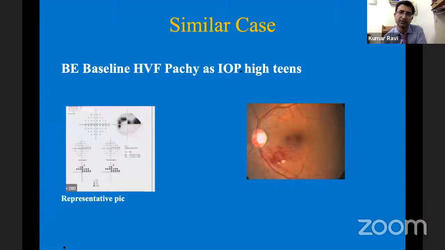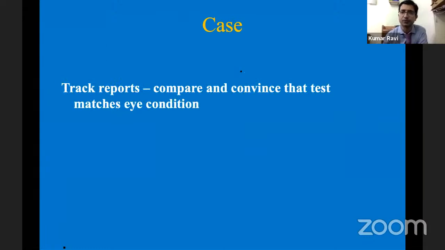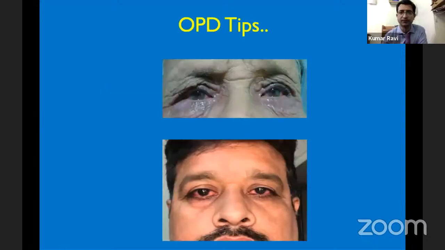Okay, so this is just to highlight that whenever you have a report in front of you, please cross-check again whether the reports are correlating or not correlating. If it is not correlating, repeat or go for the next test. Just on the basis of the reports, do not start the treatment. Track reports, see that it is the correct eye, match, and only then go ahead with the treatment.